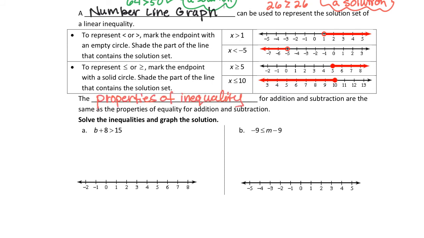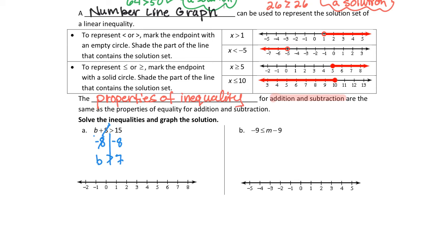The properties of inequality for addition and subtraction are the same as the properties for equality. We're going to see in the next video that these aren't always the same for multiplication and division. What this means is, just like an equation, I'm going to draw my line. It means I've got b plus 8, so I should subtract the 8, add the opposite here. And I've got b, bring down the greater than. B is greater than 7.